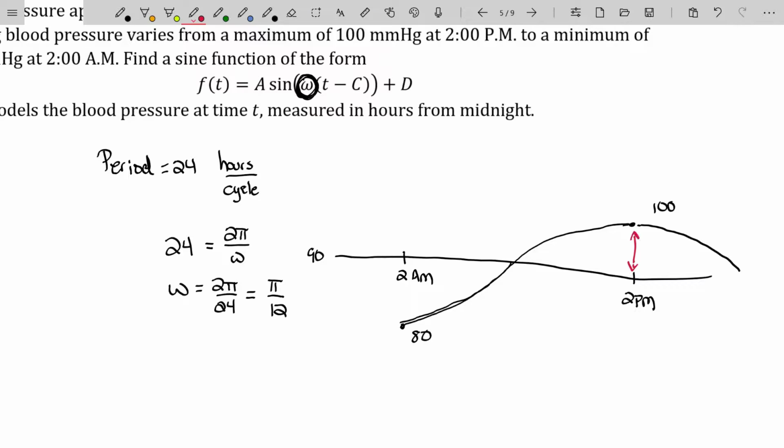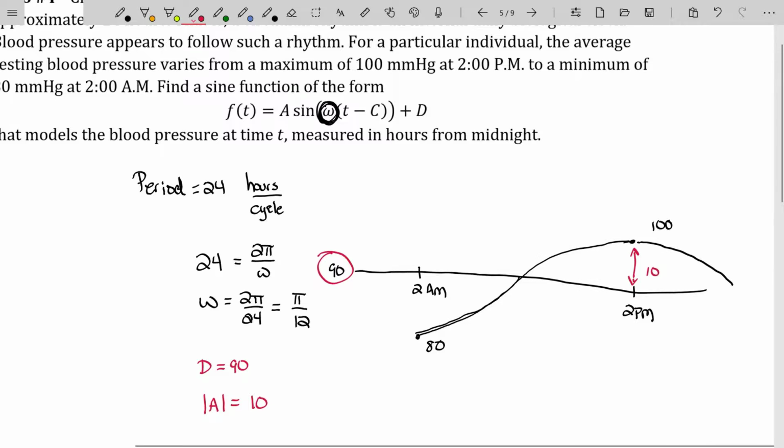The amplitude is this distance between the maximum and the midline. So the amplitude is 10. And we also know it's some type of sinusoidal function lifted up 90 units. So I know that D is 90, and I know that the absolute value of A, which is the amplitude, is 10. So far, we've put together a pretty decent idea of what all of our parameters are.